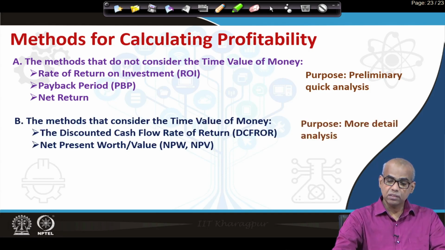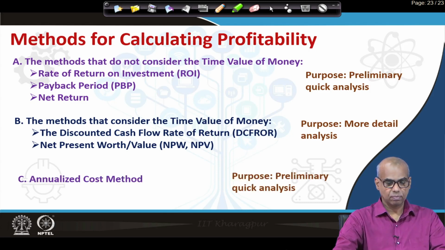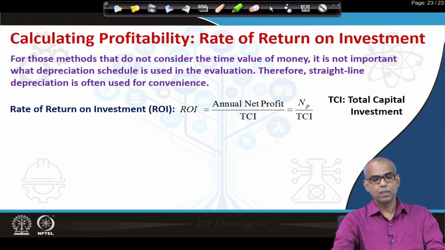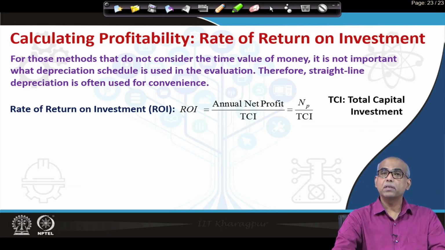The methods that consider the time value of money are the net present worth, or net present value, and the discounted cash flow rate of return. So, here the purpose is to perform more detailed analysis. We will also look at the annualized cost method, which is again a quick method for preliminary analysis. So, let us start with rate of return on investment.